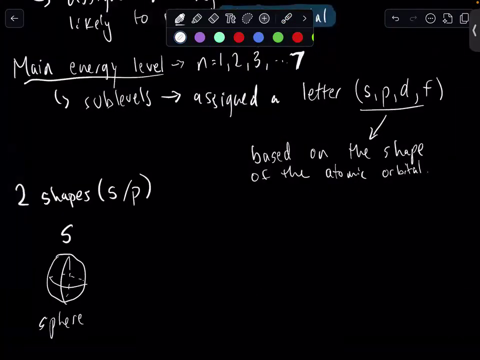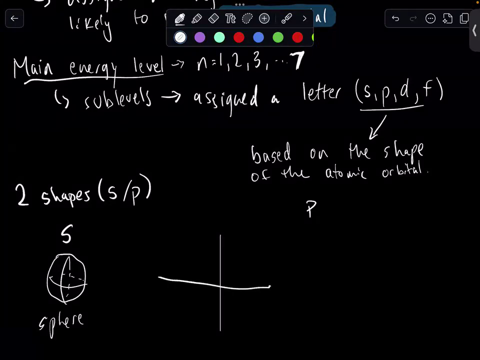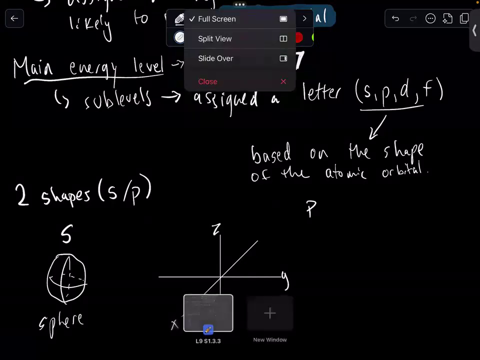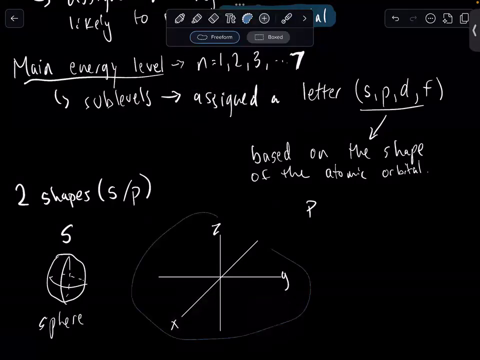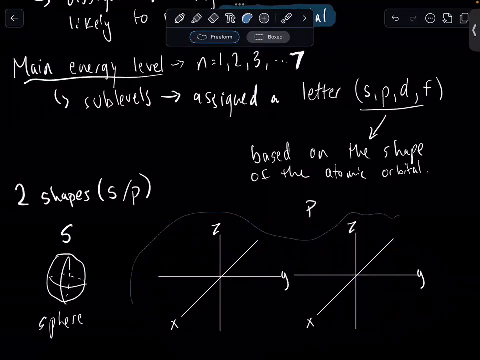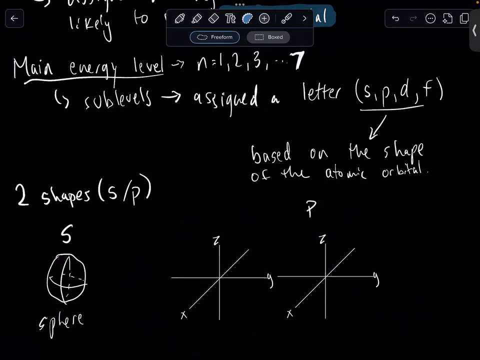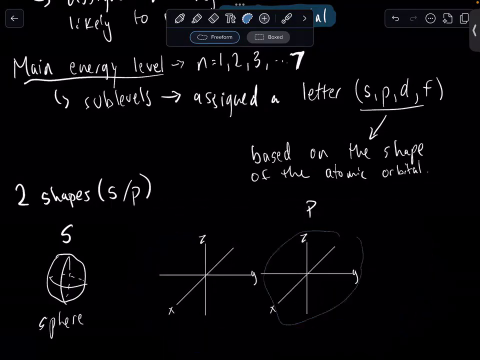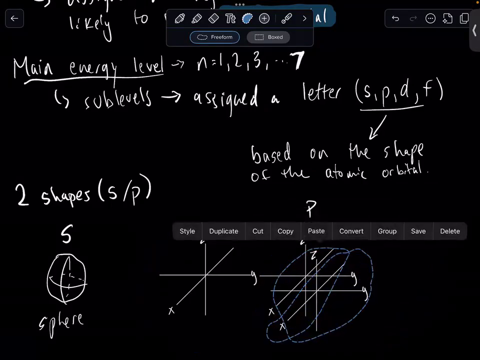Next, we move on to our p orbitals. The thing about p orbitals you'll notice is they're a little different. First off, there are three of them per energy level. While the S only has one, P has three. And we need a little bit of an X, Y, Z axis for this. Because there are three, I'm just going to do three examples, and it looks like I have made them too large.